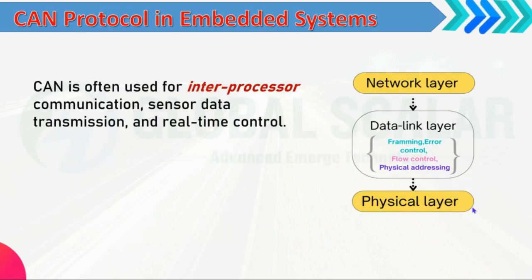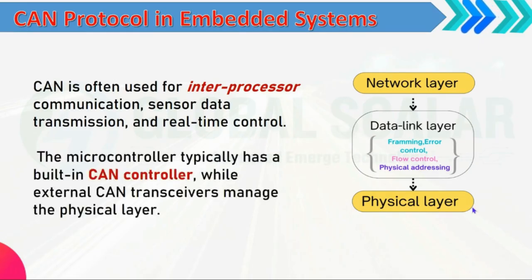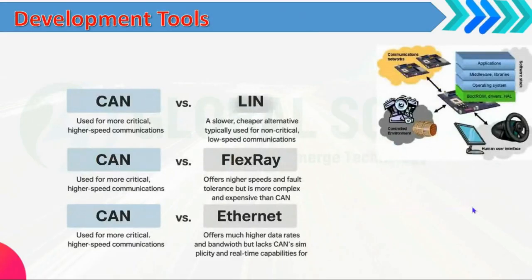CAN is often used for inter-process communication, sensor data transmission, and real-time control. The microcontroller typically has a built-in CAN controller, while an external CAN transceiver manages the physical layer. The major difference between CAN and LIN is that LIN is cheaper and single wire, while CAN is used for more critical, higher speed communication. And compared to FlexRay, FlexRay is a higher speed than the CAN protocol.